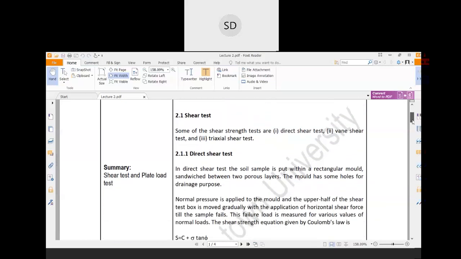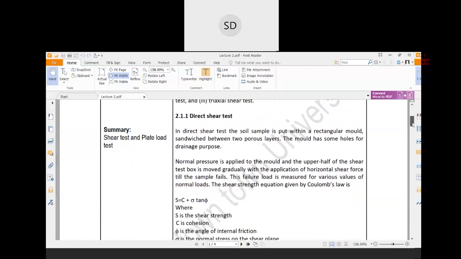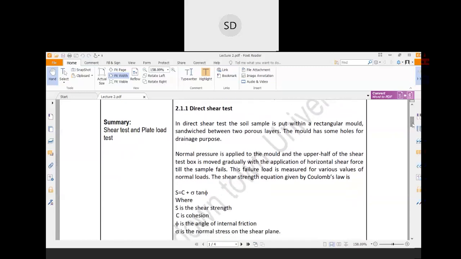Now, from the direct shear test, what will we get? In the direct shear test, the soil sample is put within a rectangular mold sandwiched between two porous layers. I'll show you this experimental setup on YouTube in this class itself. From the shear test, we find out the failure load for various values of normal load. Normal load is the load which is perpendicular to that axis.